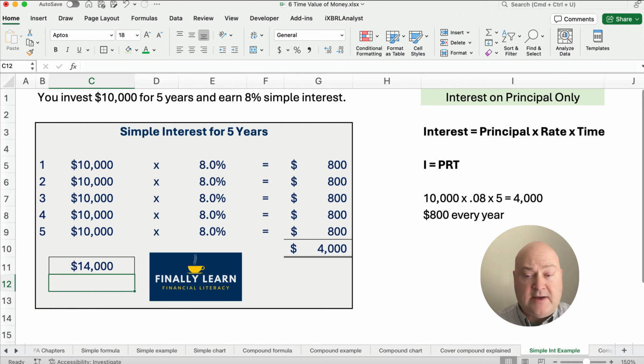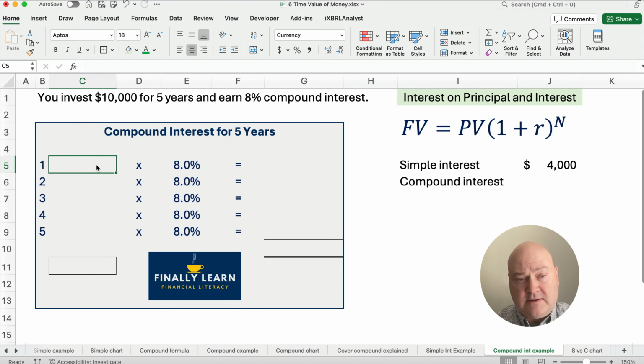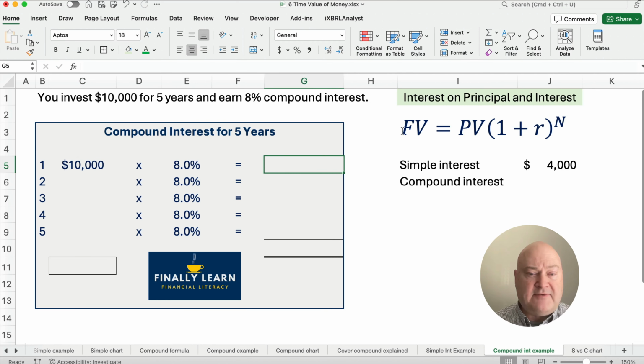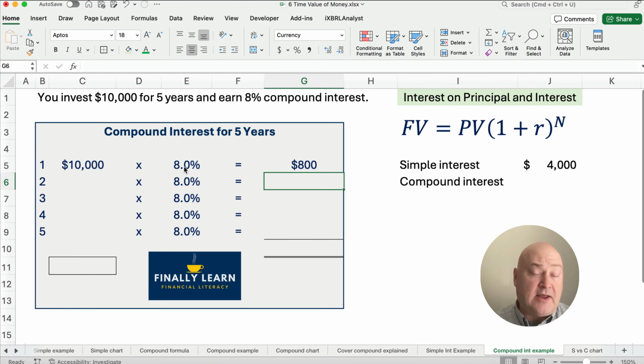So now let's explain the difference between simple interest and compound interest. Well, we start with the same information except we say we want compound interest rather than simple interest. Here is the compound formula for future value. We're not going to use that. I've got other videos for that, so check the description below. But let's just say we have $10,000 times 8%. The first year, simple interest is the same as compound interest. So 10,000 times 8% is going to give us the $800.